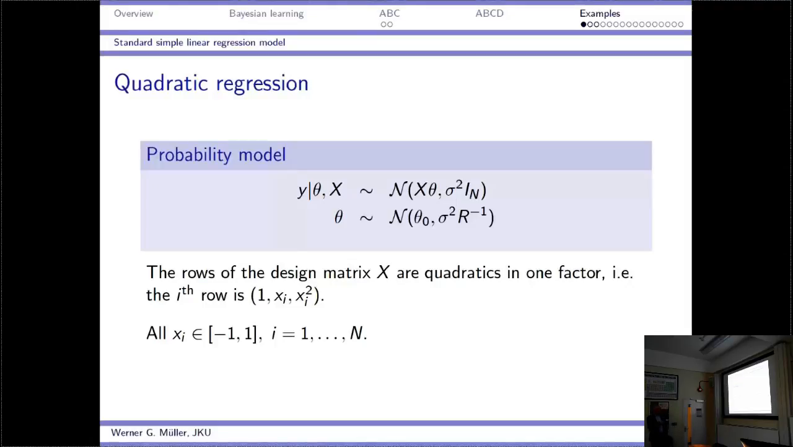So you have your observations generated from, we assume here, a normal distribution, and the model that we have is a quadratic. So it's a quadratic in one factor. So every row is always 1, xi and xi squared. Okay, and then you have prior information for the theta, which is again normal, and you have a prior precision matrix R, which gives you the amount of the prior information you have.